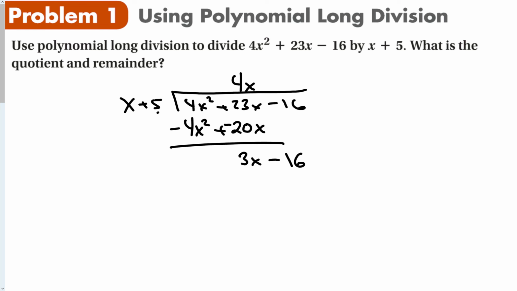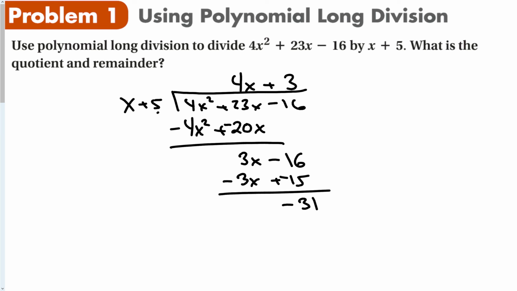Then repeat. Then do it all again. 3x divided by just the x. Don't worry about the 5 for now. 3x divided by the x gives me a positive 3. Multiply: 3x plus 15. Subtract. So this cancels. This is 16. Negative 16 minus 15 is negative 31.